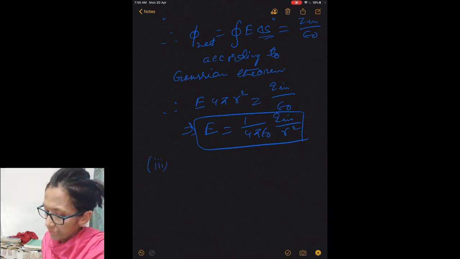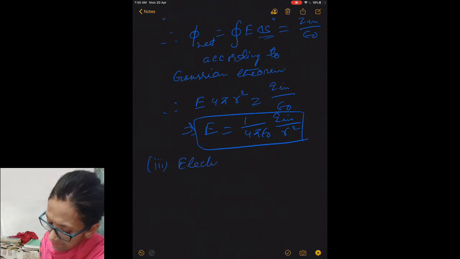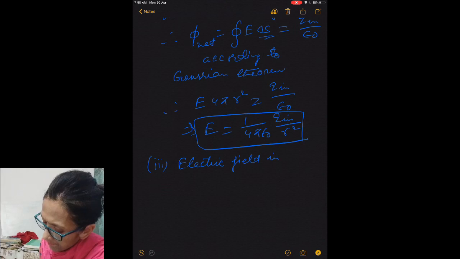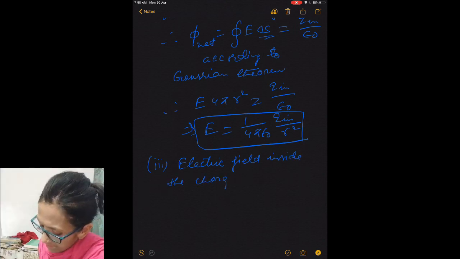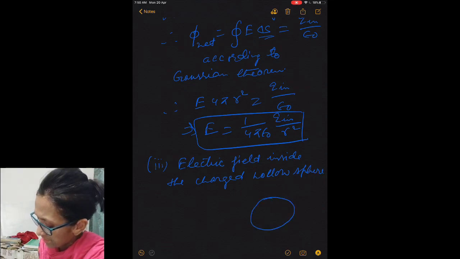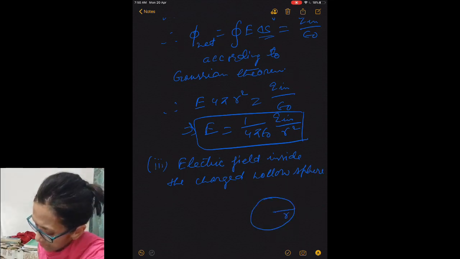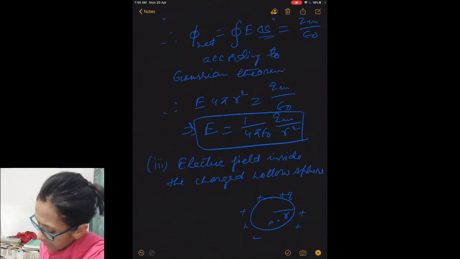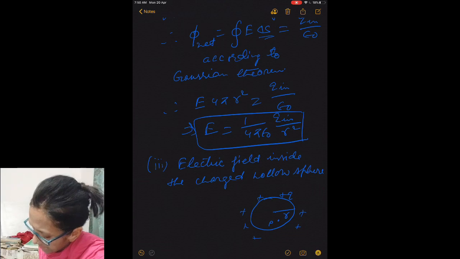Now, third case, electric field inside the charged hollow sphere. So here is your charged hollow sphere of radius r having charge q, net charge q, and you have to find electric field at the point P, which is inside.